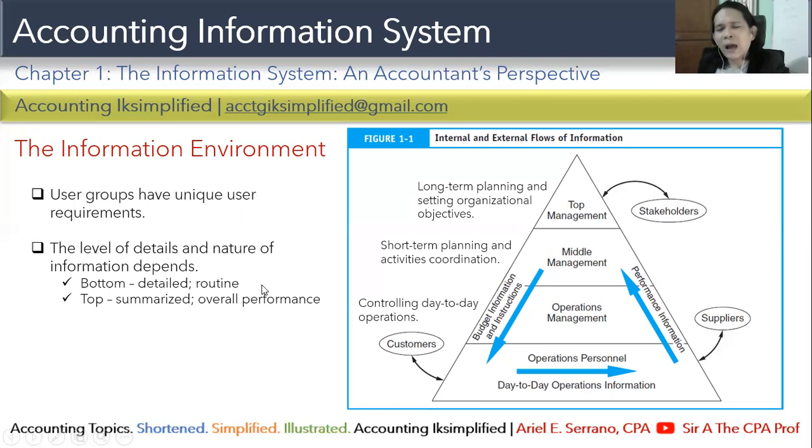Now, the users, okay, user groups. These user groups may be within the organization or outside the organization, and they have different needs. They have unique user requirements. Okay? Now, the level of detail and the nature of information will really depend on who that user is. Because if that user is down here, let's say our lower management, our operations managers, the information they need is more detailed. Because they are in charge of day-to-day operations. They need as much information as possible.